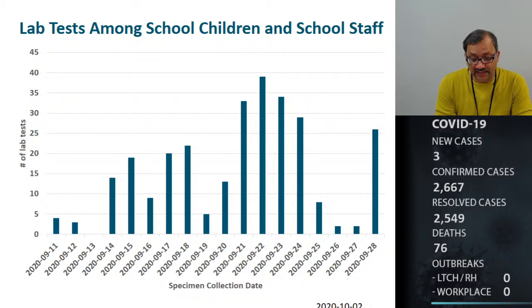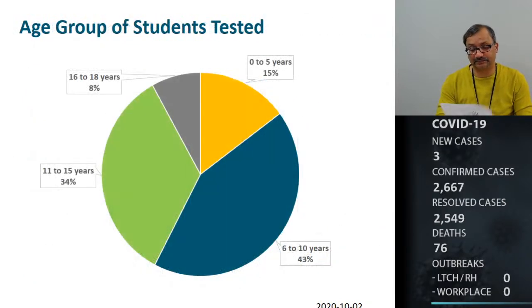This figure looks at the number of students and staff that have been tested for COVID at our assessment centers, and since the beginning of the school year, approximately 284 tests were completed among students and staff. Looking further at the age breakdown among students that were tested since the beginning of the school year, approximately 43% of them were between the ages of 6 to 10 years, and then 34% were between the ages of 11 to 15 years.